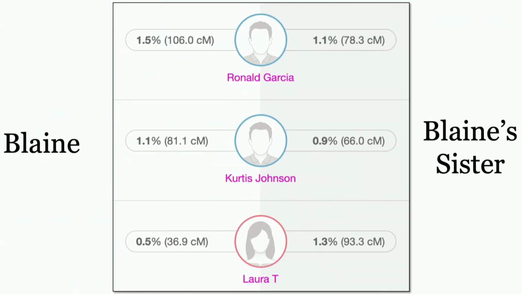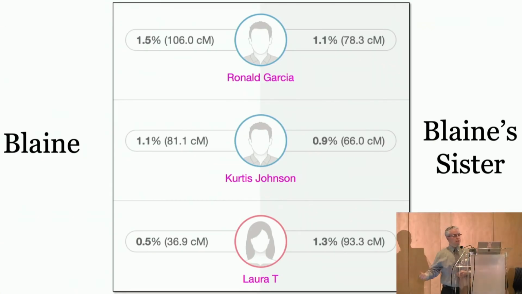Here's another example. I've tested myself and I've tested my sister, and this is a list of shared matches between my sister and me. You can see there are huge differences in the amount of DNA that we share with each of these individuals. Let's take that first one, for example. I share 106 centimorgans with Ronald, and my sister shares 78. On the other hand, if we look at the bottom one, Laura, I share 36 centimorgans, and my sister shares 93. So she potentially is getting more DNA that she shares with that individual from whatever ancestor I share in common with Laura, and vice versa for Ronald.